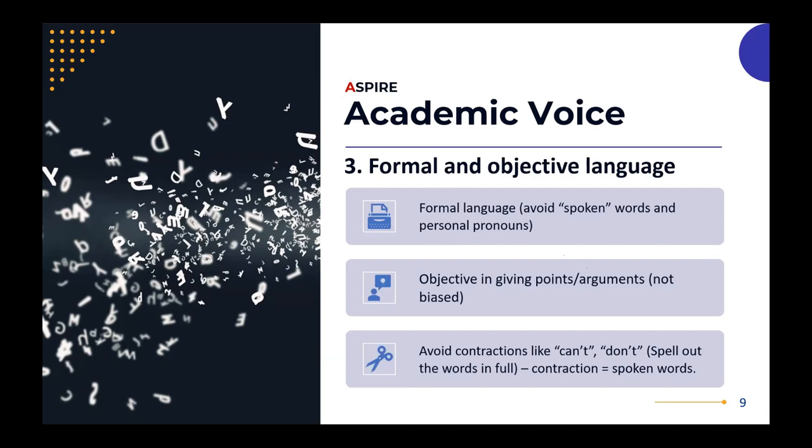How do you improve your academic voice? I think the more you read, the better you are. That's the key. There is actually no other way. A lot of students ask me, how do I improve my academic vocabulary? There's no other way except to keep on reading. Because the more you read, the more you are exposed to the structure, the more you are exposed to the words, the better you are.